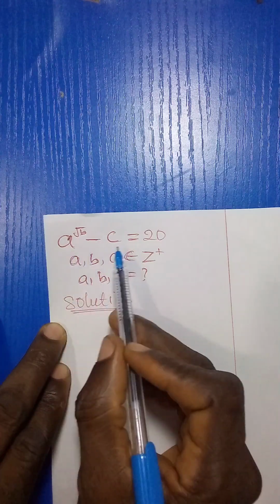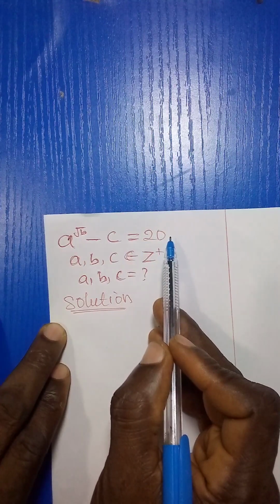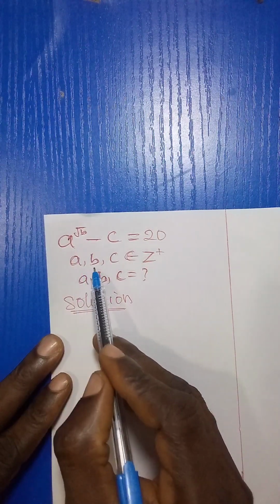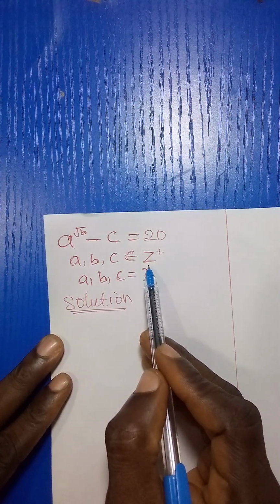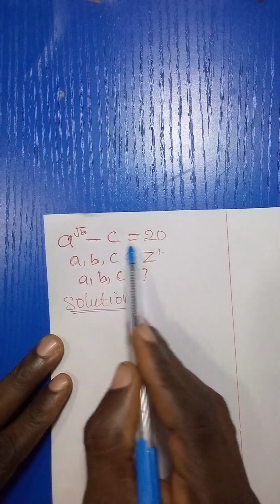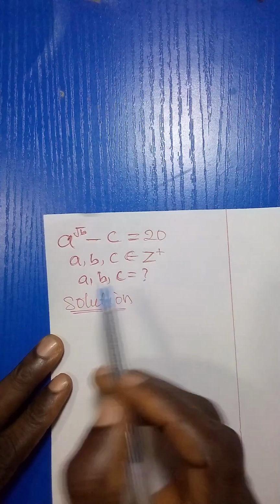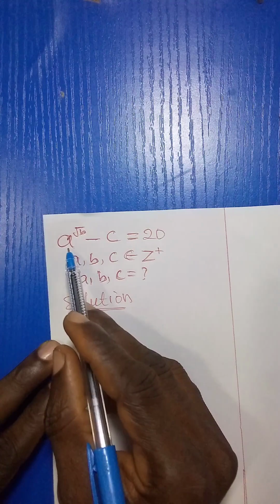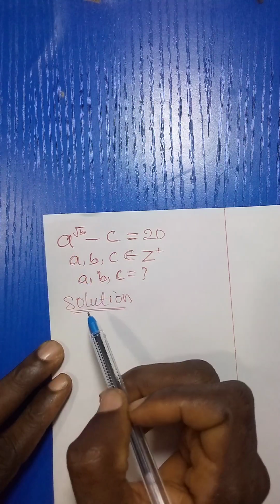Now, another problem is that there are infinite number of solutions, and this particular problem is settled by this condition: A, B, C belong to the positive integers. So this helps us to focus on solving for whole numbers, and this reduces the number of solutions. So we are required to find A, B, and C. What are we going to do to solve this problem? The steps that I'm going to use are very simple and easy to remember.